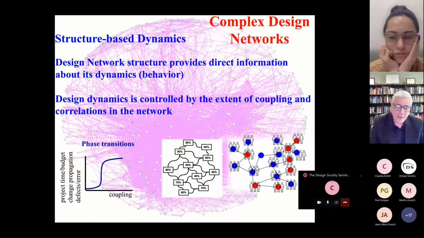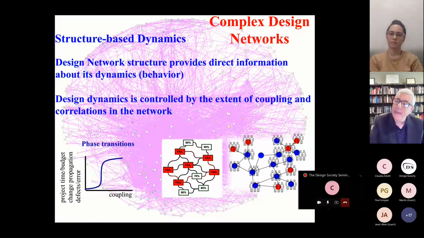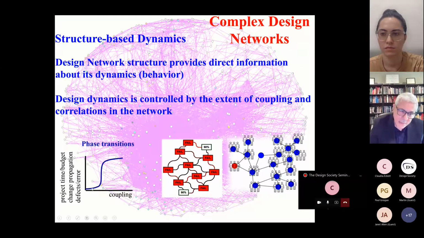So eventually what you get is that on any design network, you have a phase transition phenomenon, very similar to ferromagnetism in statistical physics. What you have here is that as you increase the coupling in the system, suddenly you will experience some phase transition in the behavior of the system.